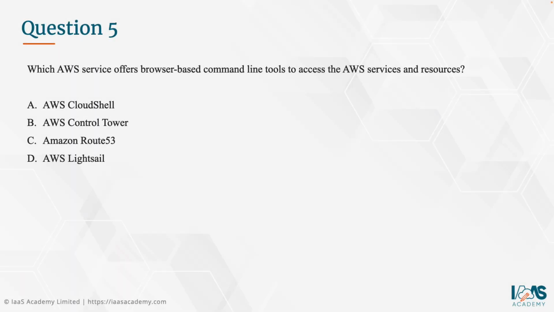Question number 5 is, which AWS service offers browser-based command line tools to access the AWS services and resources? So the key phrase there being a browser-based command line tool, not the CLI that you install on your local machine, but instead a browser-based version of it. So you've got Cloud Shell, Control Tower, Route 53, and Lightsail. The answer obviously is going to be Cloud Shell.